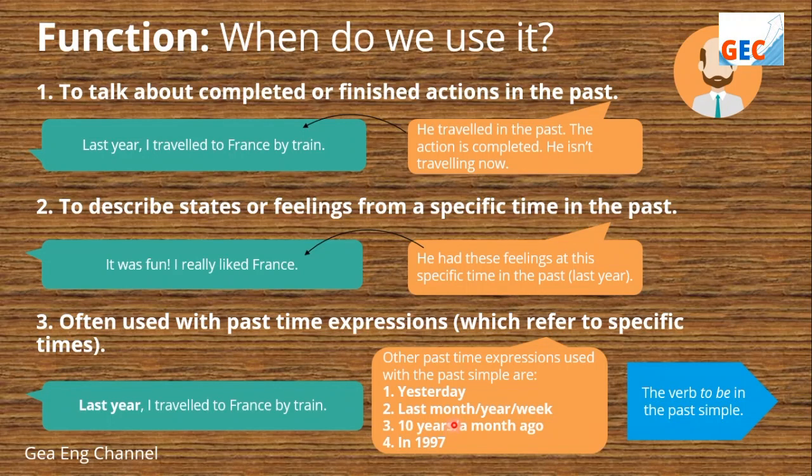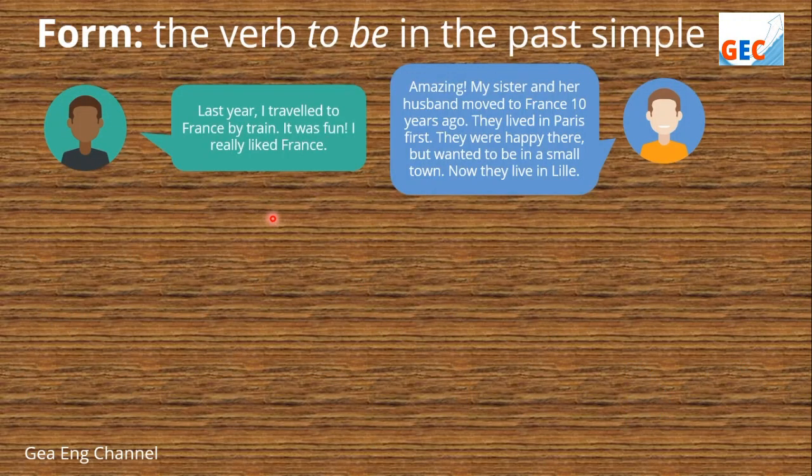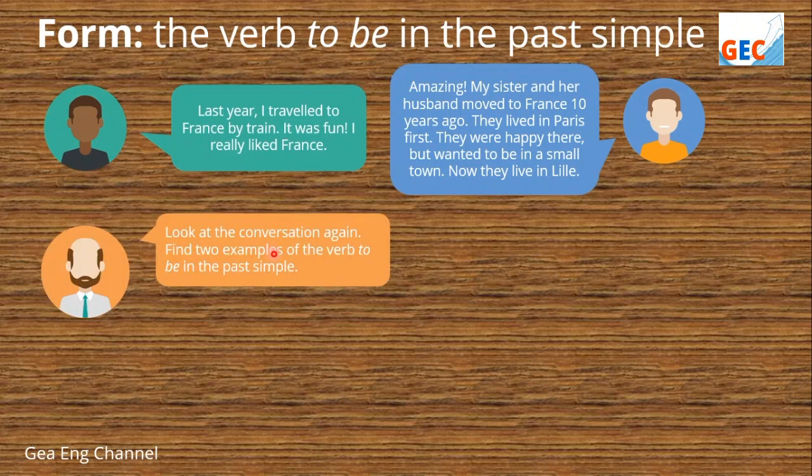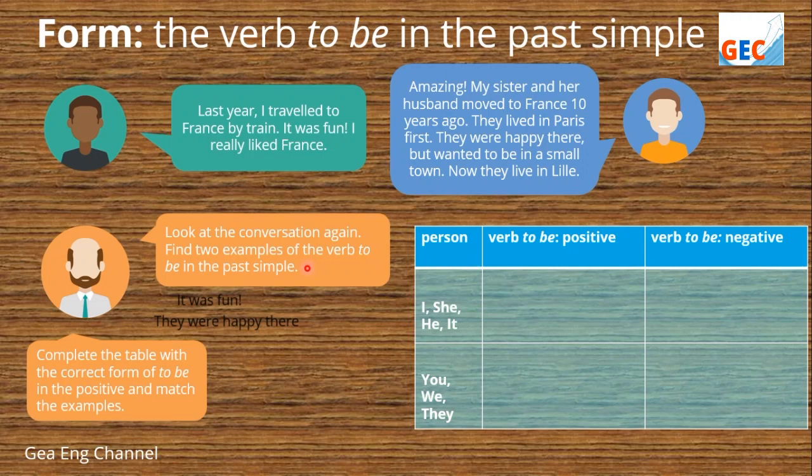Now the verb to be in the past simple. Look again at this conversation and find 2 examples of the verb to be in the past simple. It was fun. They were happy there. So now I need you to complete the table with the correct form of to be in the positive and negative, and match the examples.